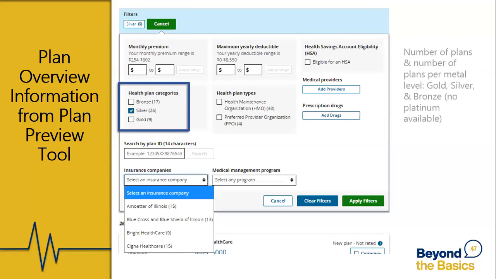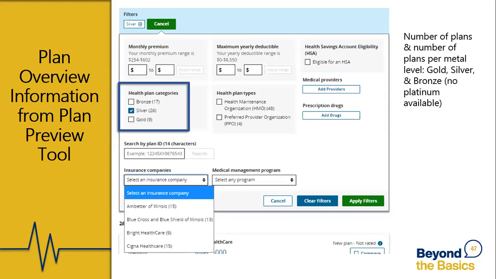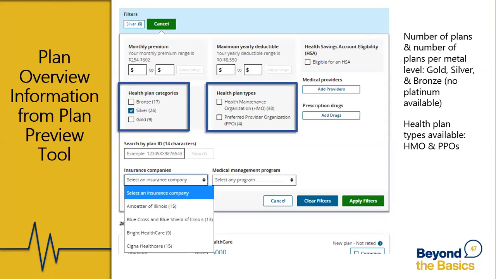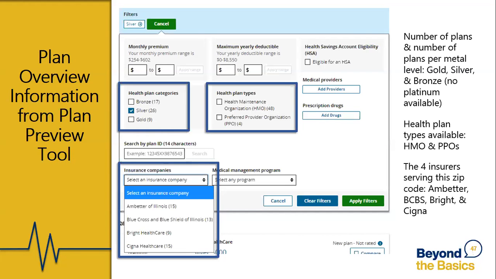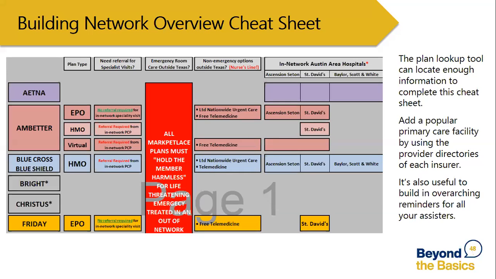all these different pieces of information, the number of plans and the number of plans per metal level. You can also see the types being offered in your specific area, HMOs, PPOs. You don't have POSs or EPOs in this market, so you don't have to explain these to clients who are seeing plans here. Again, you also get a sense of the names of the companies and can start to put together a document that gives your assisters and also your clients a sense of how these plans compare. And using, again, potentially hospitals as a way of differentiating can be very helpful.